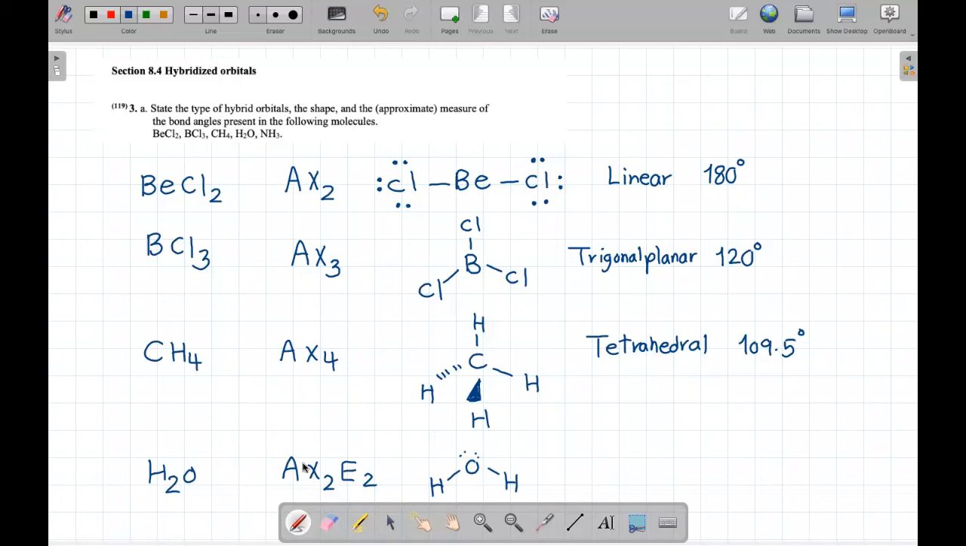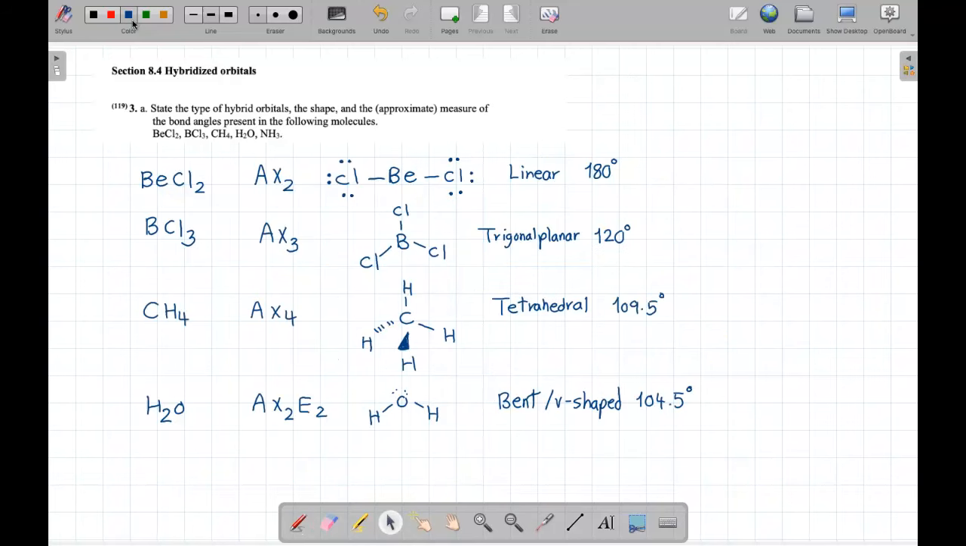The shape of water is one central atom with 2 atoms around it and 2 lone pairs of electrons. So X2E2, anything like that is called a bent shape. We call it a V-shaped also, or nonlinear shape. And the angle for this, the smallest angle we set for the bend is 104 degrees.